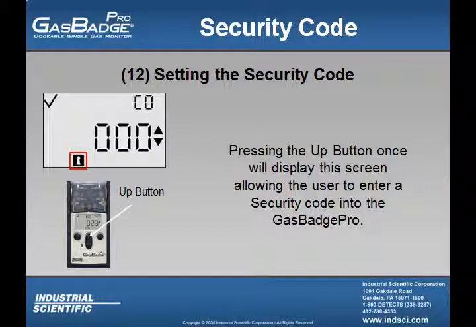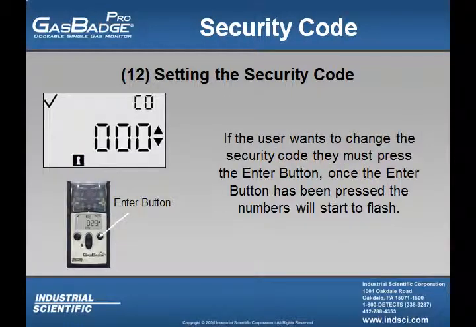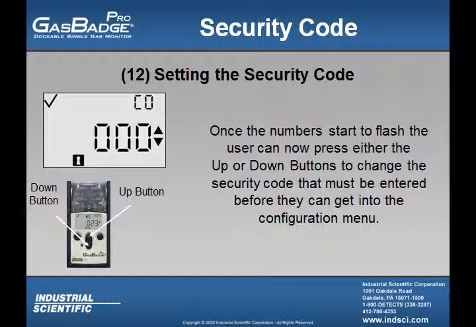Once a code is entered into the instrument, that code blocks other users from being able to calibrate the instrument in the main menu and also makes the user put a code in whenever they try to get into the configuration mode. If the user is trying to change the security code, they must press the enter button and the numerical value will begin to flash.